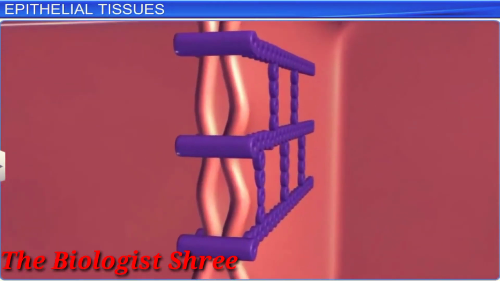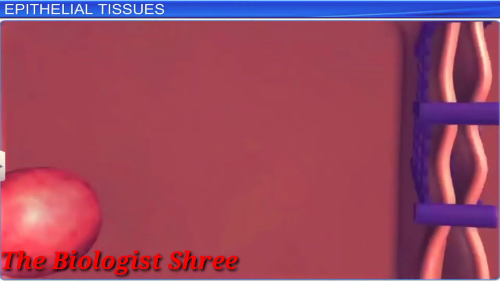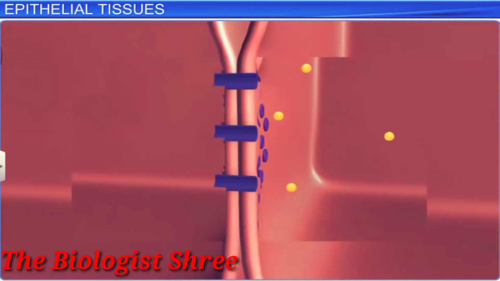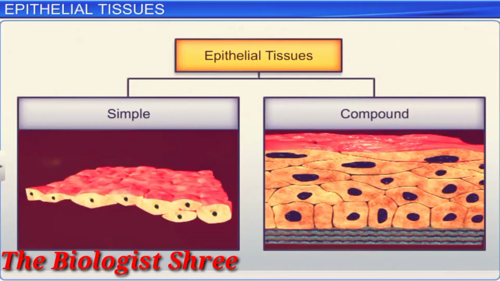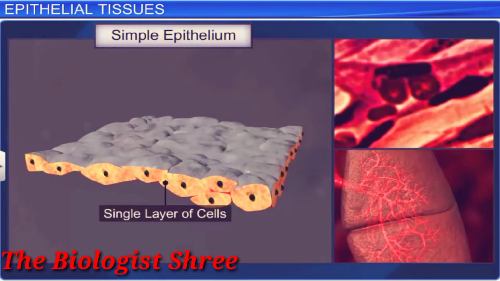Tight junctions prevent leakage of substances across a tissue. Adhering junctions help cement adjoining cells together, and gap junctions contain pores which permit the exchange of ions and molecules from the cytoplasm of one cell to another. Epithelial tissues are of 2 types, simple and compound. Simple epithelium consists of a single layer of cells and serves as a lining for body cavities, ducts, and tubes.